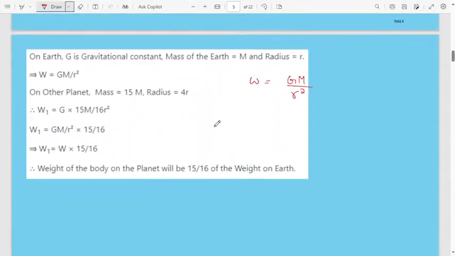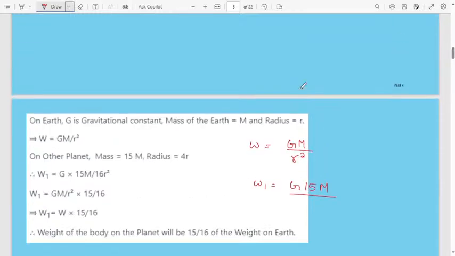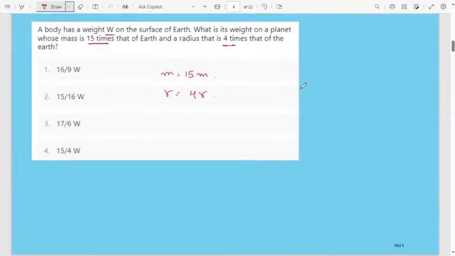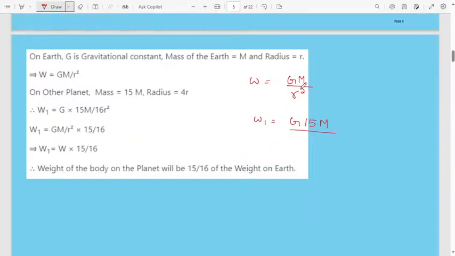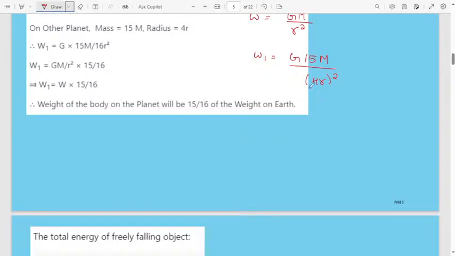Mass is 15 times more. Consider this as W1. Gravitational constant G, mass is 15 times more, means 15 into M. Then radius is 4 times, r square is there, no? Here r is 4r. Then substitute r value here, 4r whole square. Then you will get W1 equal to G constant, then 15 capital M divided by 4 square, means 16 R square.